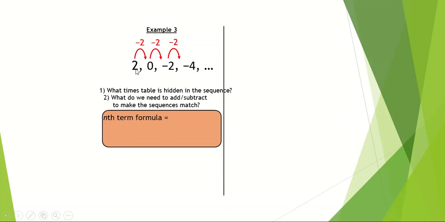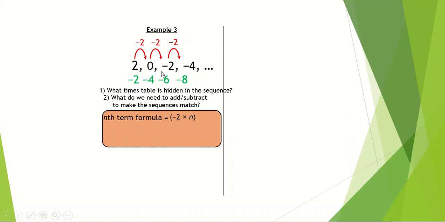So negative 2 times 1 is negative 2. Negative 2 times 2 is negative 4. Negative 2 times 3 is negative 6. Negative 2 times 4 is negative 8. So the sequence for negative 2 times n is negative 2, negative 4, negative 6, negative 8.